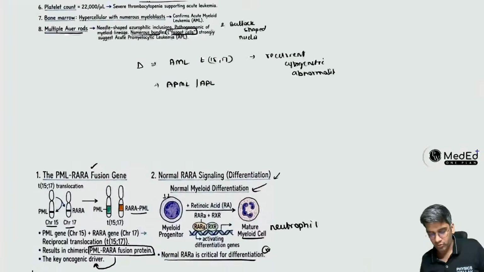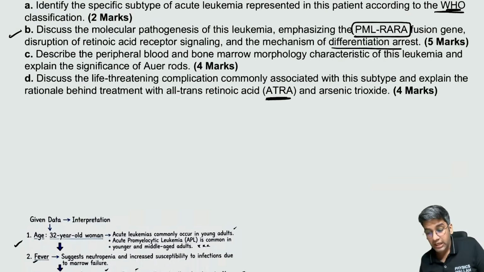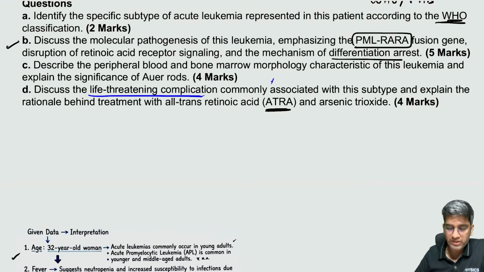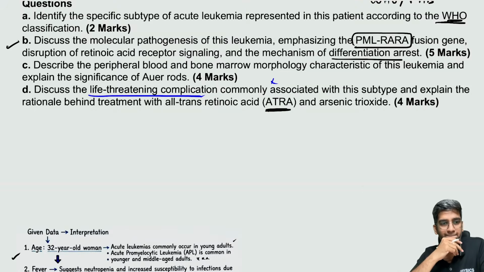Now, let's go back to the last one. I wanted to tell the complication, then we'll go on to explain that. Describe the life-threatening complication which is associated with APML. Someone said just now, there's a very important complication and this is the only leukemia which presents with that complication. What is that complication?